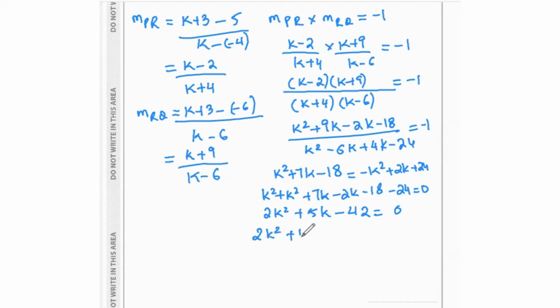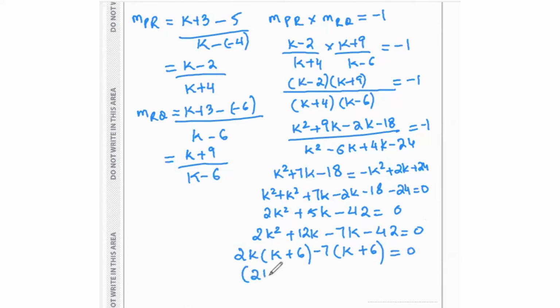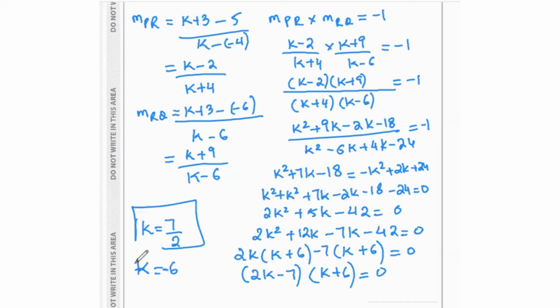2K squared plus 12K minus 7K minus 42 equals 0. Factor by grouping: between 2K squared and 12K, we have 2K common, so K plus 6 in the bracket. And between 7K and 42, we have negative 7 common, so K plus 6 again in the bracket. So 2K minus 7 times K plus 6, where K equals 7 over 2 and K equals negative 6. These are your two values of K, negative 6 and 7 over 2.